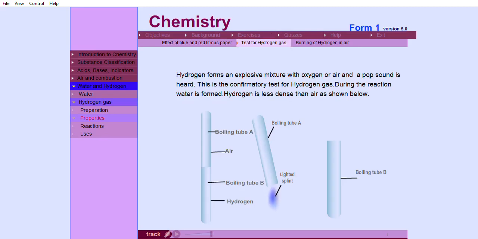Hydrogen forms an explosive mixture with oxygen or air, and a pop sound is heard. This is the confirmatory test for hydrogen gas. During the reaction, water is formed. Hydrogen is less dense than air as shown below.